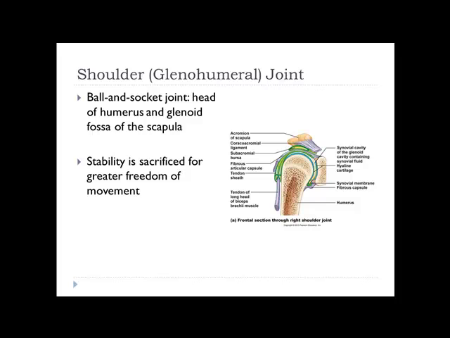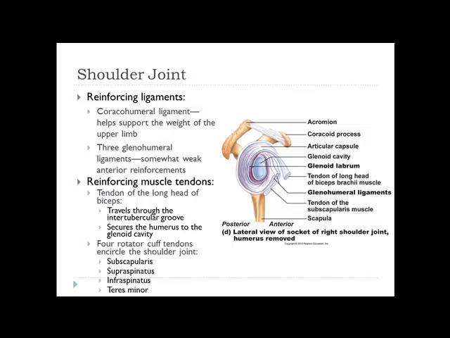Next one's our shoulder. Your shoulder has very little stability as opposed to many other joints in the body, although it has the greatest amount of motion compared to any other joint in the body. So for us to have the huge amount of motion, we need to sacrifice some stability. So it's going to have some reinforcing ligaments. There's something called a coracohumeral ligament. This is our coracoid process, and it will go from the coracoid process straight into the humerus. That's going to help hold that shoulder in place so it just doesn't fall off of your body.